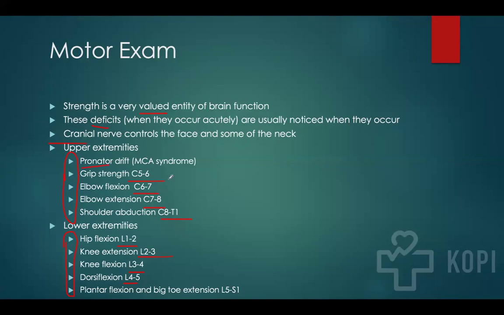Just remember that each distribution does come off the spine. If you're noticing some weakness to the arm or to the leg, think about spinal etiologies as well. This exam will help you gauge whether you're concerned about the spine or concerned about stroke. A weak arm should make you think about stroke. If you have isolated inability to grip, flex your elbows, or extend your elbows, things of that sort, you want to think more about spine.